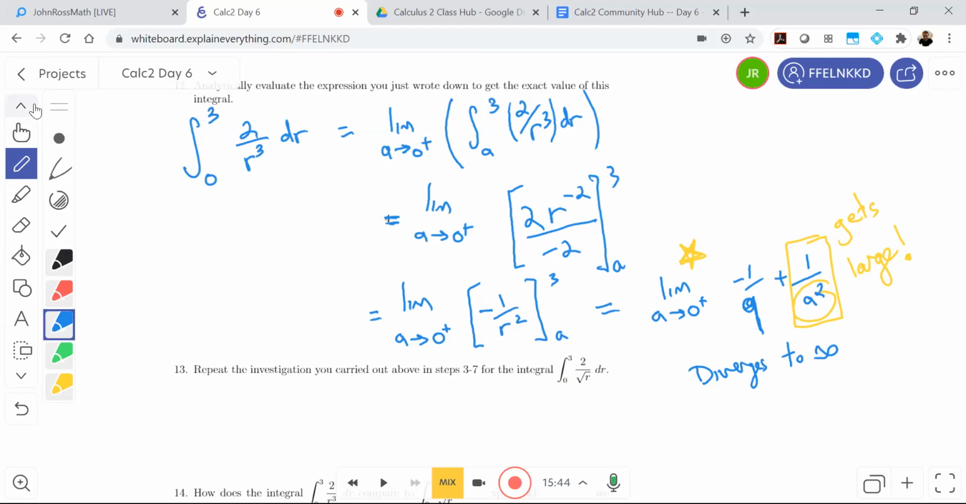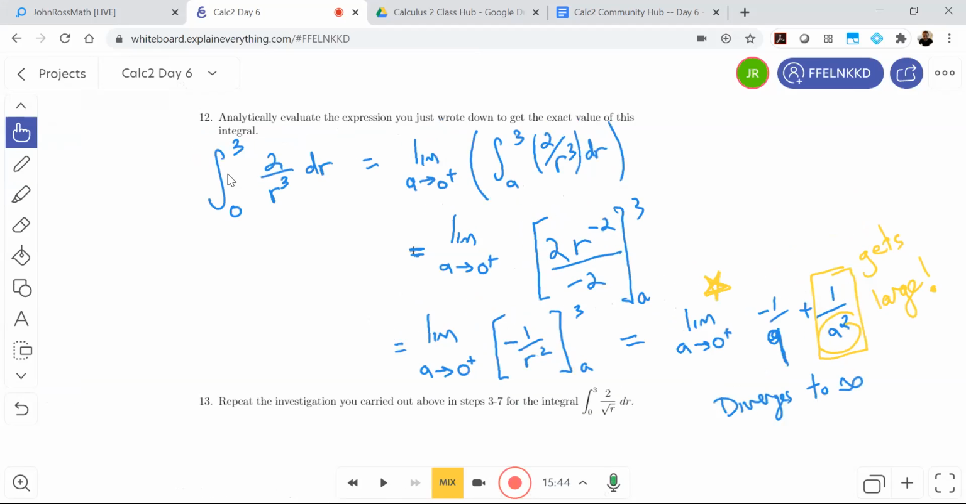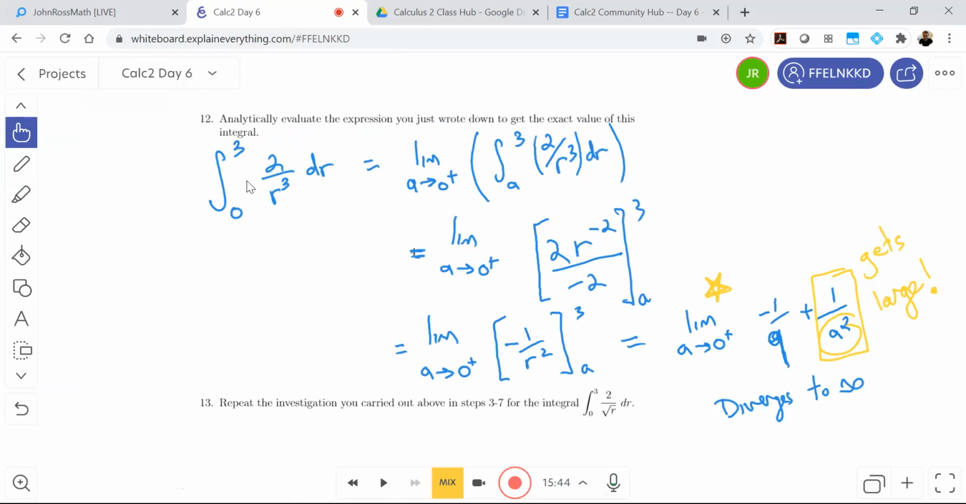So the process is similar to before. The issue, of course, is that now we have to be very careful about where our improper points are coming from. It can be hard to find them. Here we had to know a little bit about what the function 2/r³ looked like to recognize that 0 was a problem point.